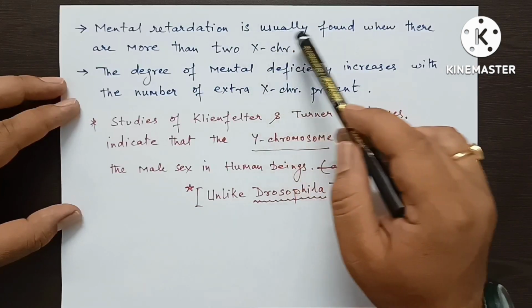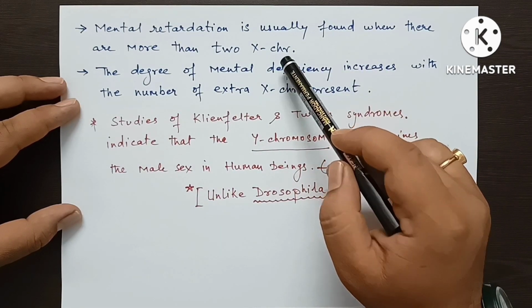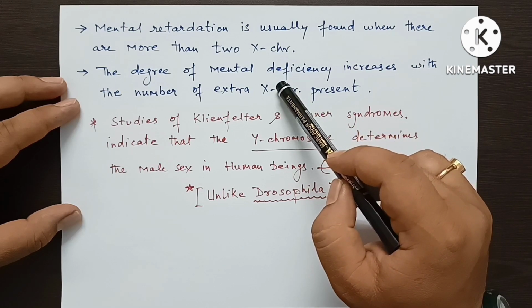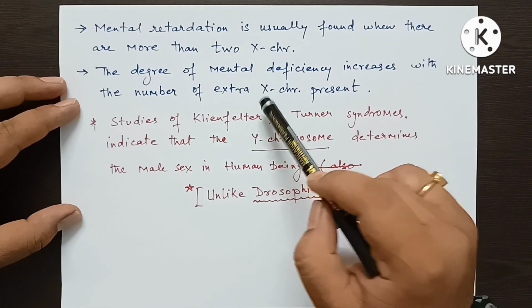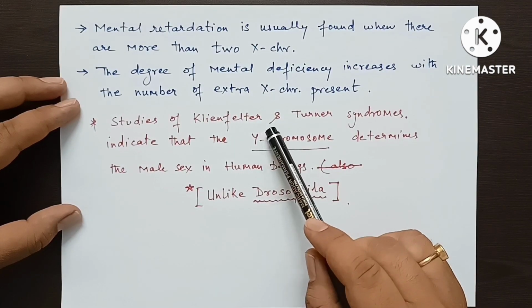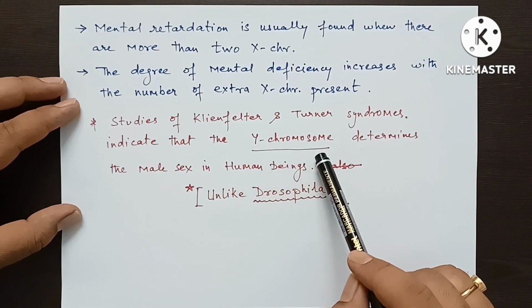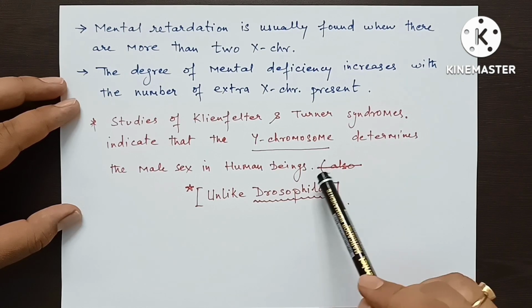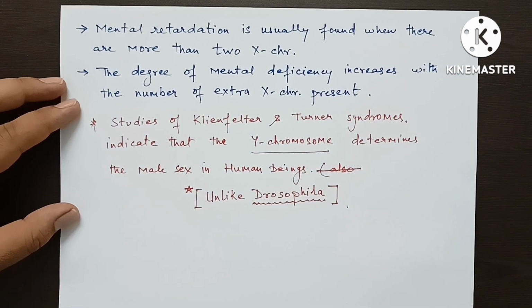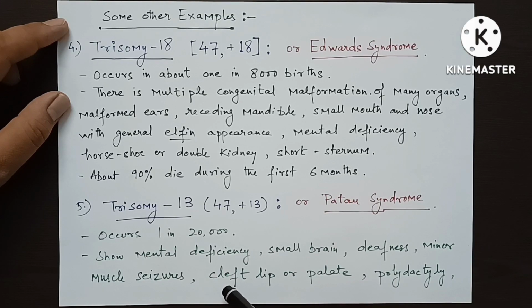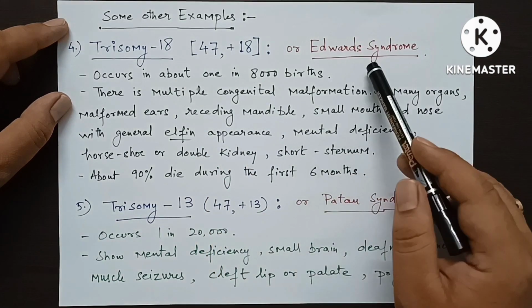Mental retardation is usually found when there are more than 2 X chromosomes. The degree of mental deficiency increases with the number of extra X chromosomes present. Studies of both Klinefelter and Turner syndromes indicate that the Y chromosome determines male sex in human beings, unlike the fly Drosophila. A few other examples are trisomy 18 or the Edwards syndrome.